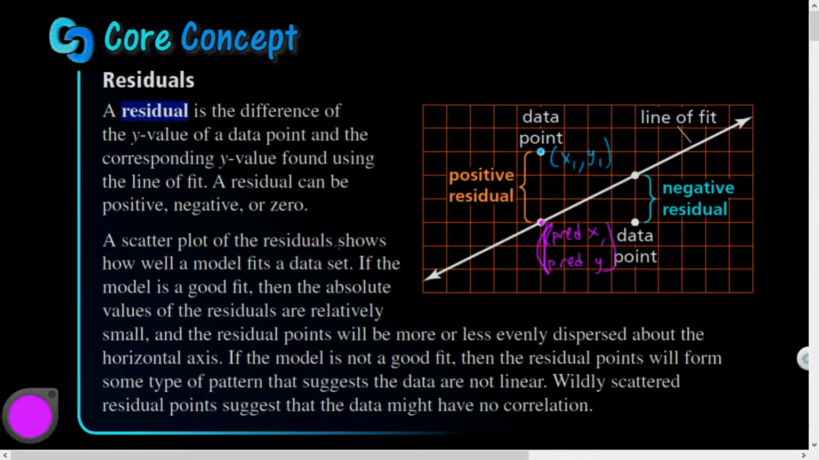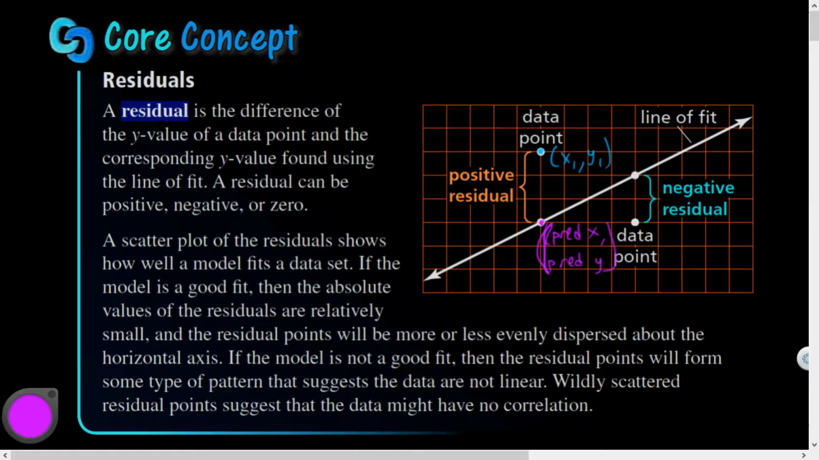A scatter plot of the residuals shows how well a model fits the data set. If the model is a good fit, then the absolute values of the residuals are small. If in general these distances were small, then my data is close to my line and my line is a good representation of it. But if the residuals are larger, the points will be more scattered, wildly scattered. It might even suggest that there isn't a relationship, that there's no correlation whatsoever.